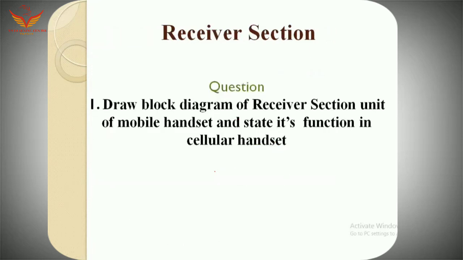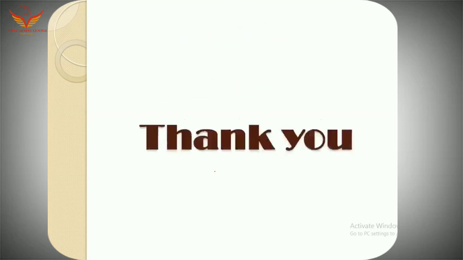And the last, the type of question asked in the MSBTE question paper: draw the block diagram of the receiver section unit of the mobile handset and state its function in the cellular handset. So this is all about the receiver section.